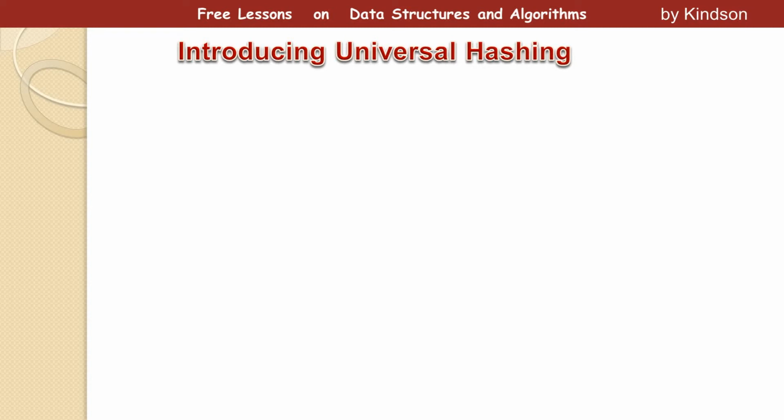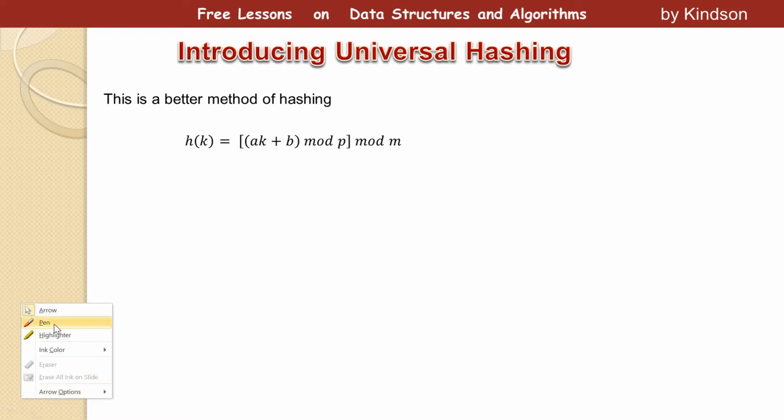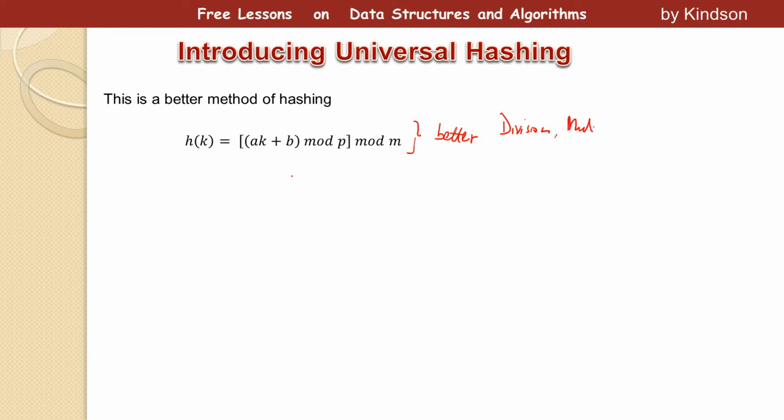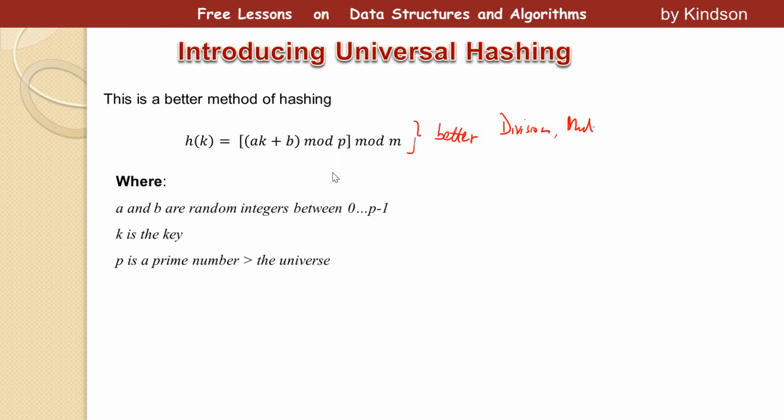So what actually is universal hashing? Universal hashing is a better method of hashing. So what does it mean? It says that h(k) = ((a*k + b) mod p) mod m. I'm going to say this is better than the two methods we talked about, division and multiplication. So this is a different method. Alright, this becomes clearer as we move.